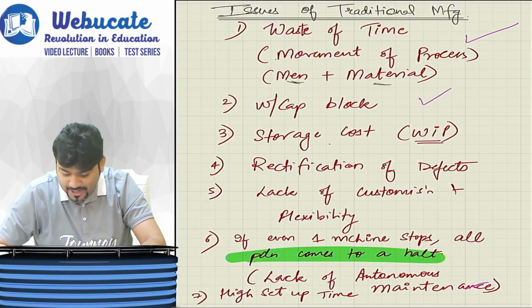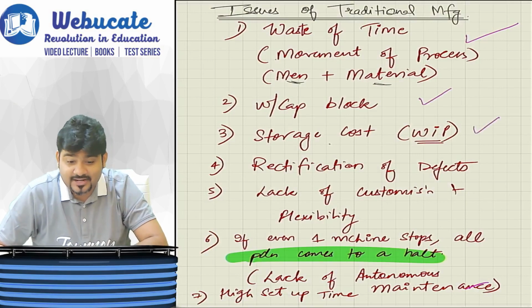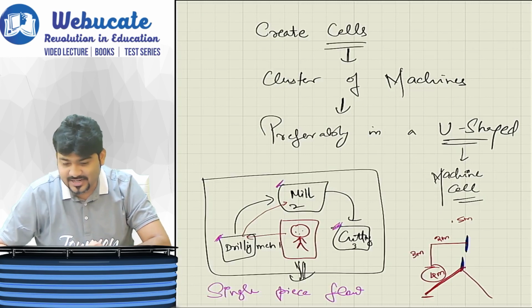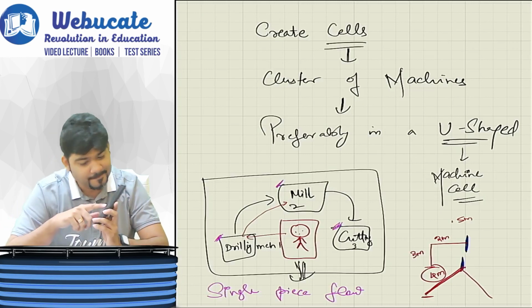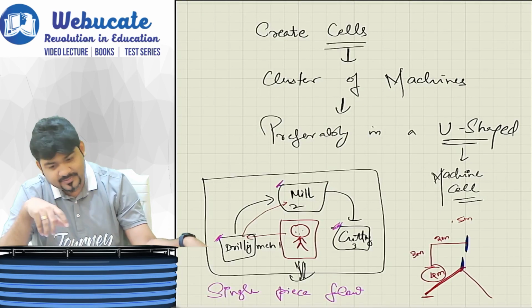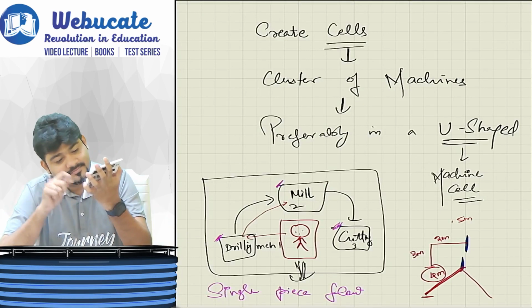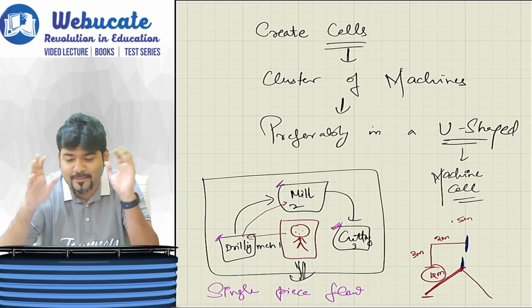Done. No WIP, no storage cost. Rectification of defects: there is one person for this. As soon as drilling is done, you will check that drilling is done properly. As soon as milling is done, check that milling is done properly. As soon as the cutting is done, check that cutting is done properly. Then only assembling will happen.